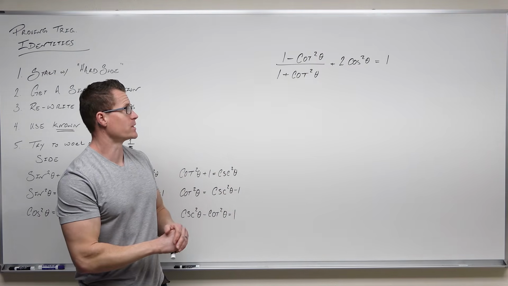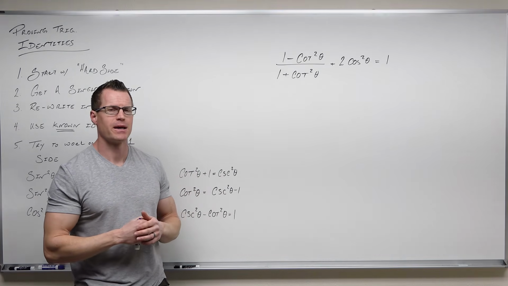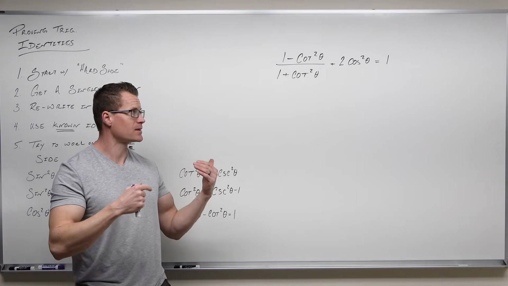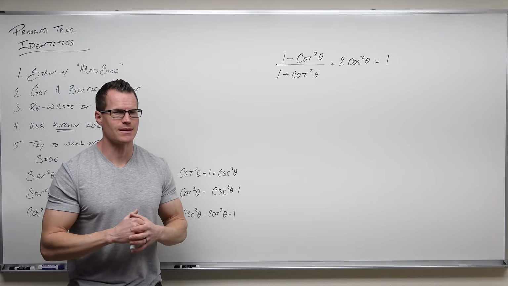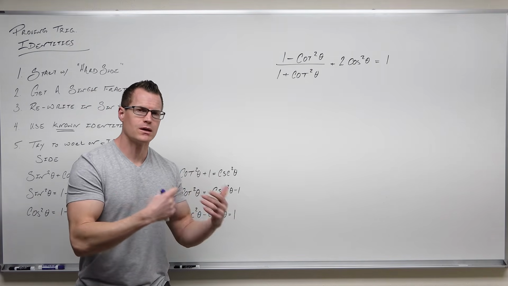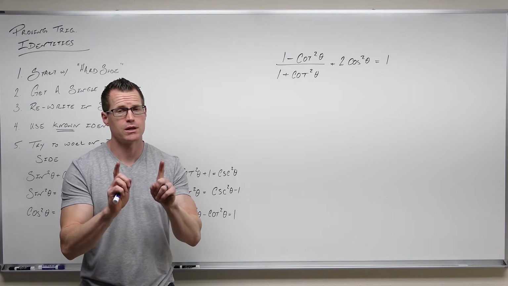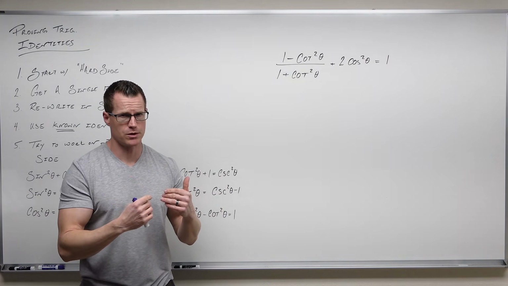Let's go ahead and tackle another one. So 1 minus cotangent squared theta over 1 plus cotangent squared theta plus 2 cosine squared theta equals 1. That's a lot. That's obviously the harder side. Let's start with that. Now, before we get going, look for any identities that are apparent, but don't get tripped up. Don't try to make them up on your own.